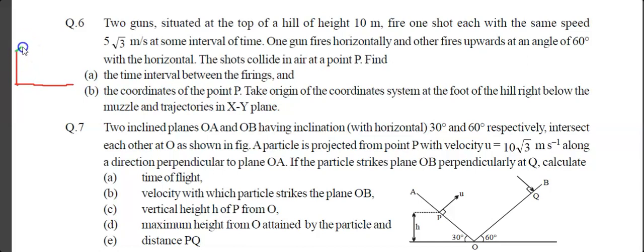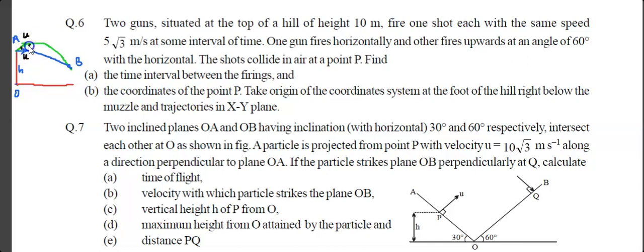One is at an angle given to you, 60 degrees, and it will have a path like this. Another firing is done horizontally like this, and it will have a path like this, and they collide in the air at this location. So we need to consider this as the origin. This height has been given as 10 meters, which you can call h. This is point A from where you are throwing, and this is point B where they are colliding. For both particles, you have been given the same value of u.